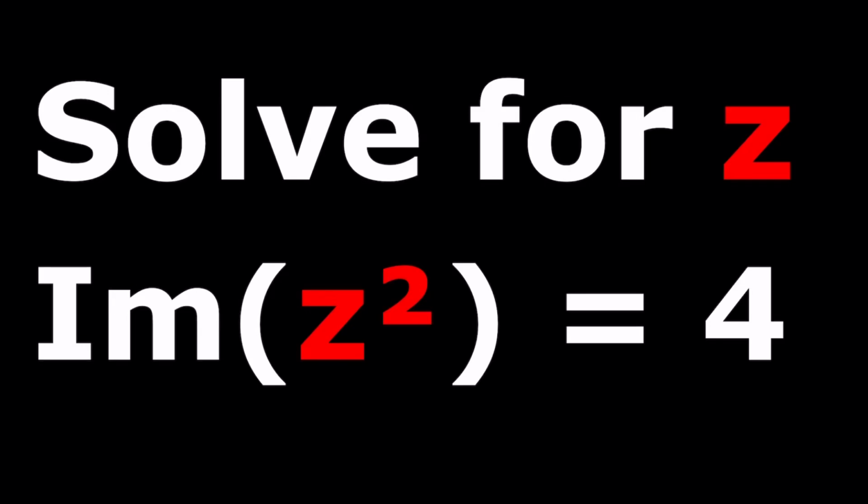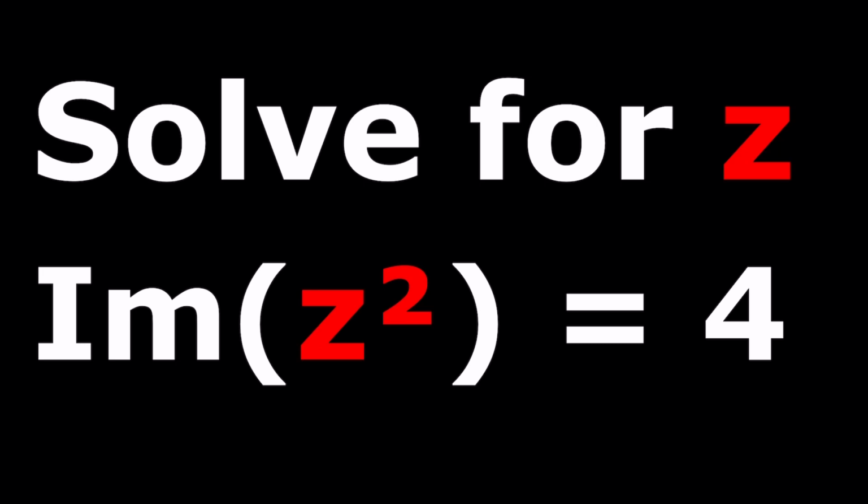This channel is all about complex numbers, and in this video we're looking at an equation. What is the equation? The Im, which is the imaginary part of z squared, equals 4. Z is a complex number, needless to say, and we're trying to find the set of complex numbers for which this equation is true. In other words, this could be considered a locus problem. We're only given one equation.